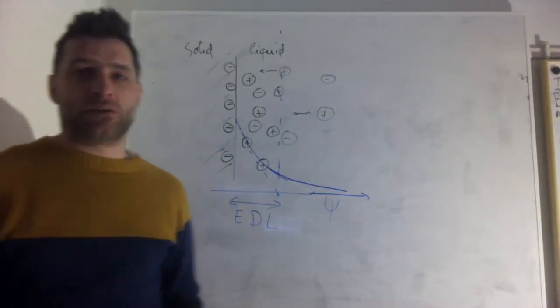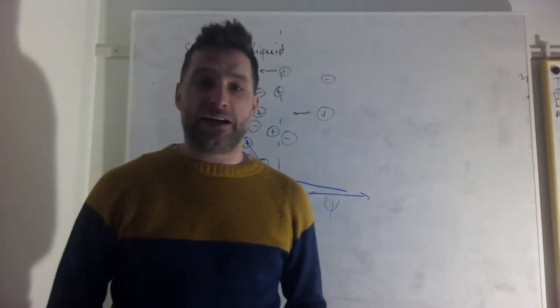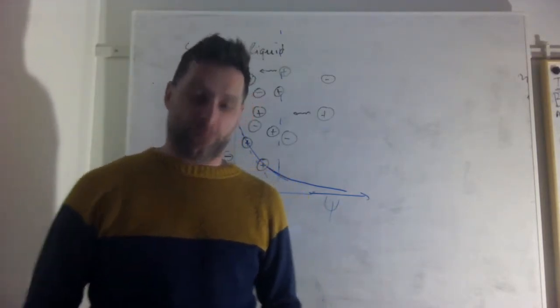I have just explained where an electrical double layer comes from, and now we're going to look at how an electrical double layer can give rise to an electroosmotic flow.